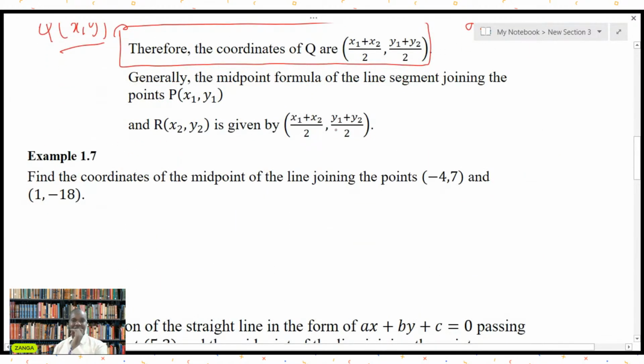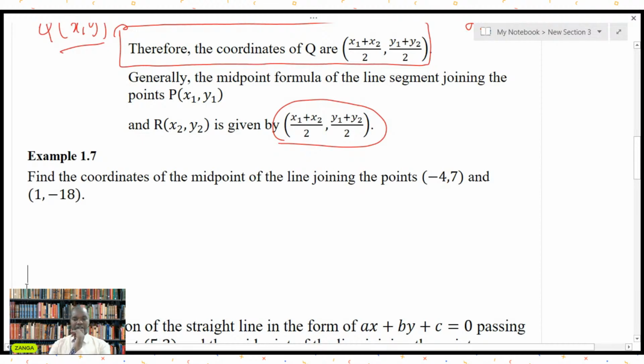But again, don't forget that for the midpoint of any given 2 points, you're going to assume you have x1, y1, and x2, y2, and eventually you're going to have x1 plus x2 over 2, comma y1 plus y2 over 2.